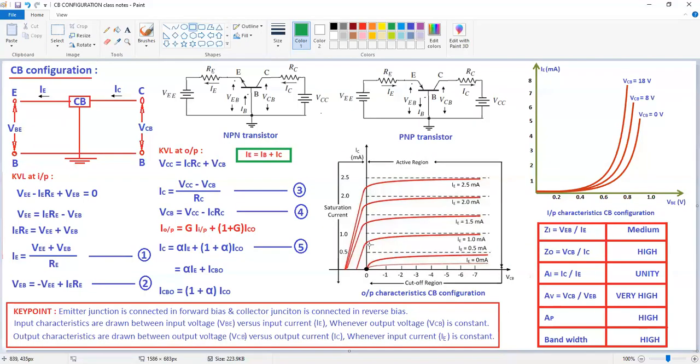Here, these characteristics are going to move to the left side also. This is due to the Early effect. I will explain this Early effect after completion of the common base and common emitter configurations. This graph is on the negative axis also, and this is due to the Early effect.